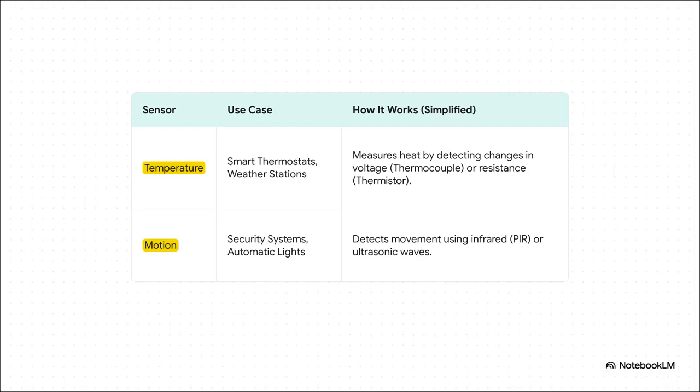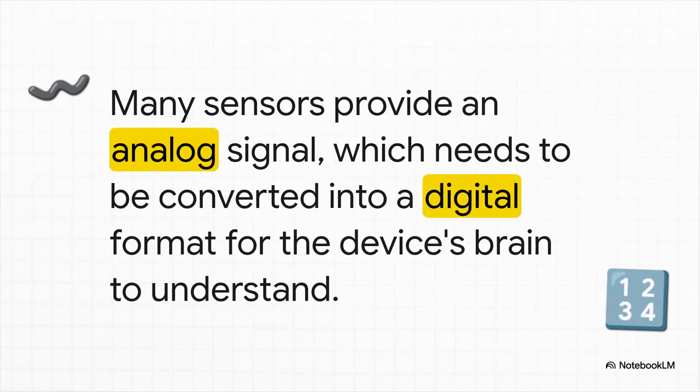So let's go back to our smart thermostat example. Obviously, a temperature sensor, something like a thermistor, is going to be the star of the show. That's a given. But you could also toss in a motion sensor. Why? Well, it could detect if someone is actually home, which lets the device make an even smarter decision about when to kick on the heat. See how that works?